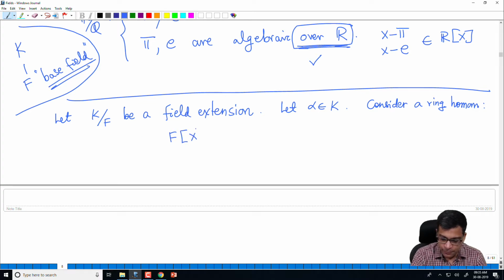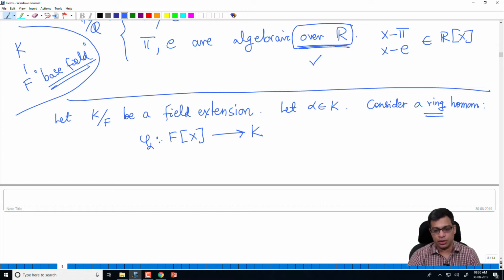We consider the polynomial ring over capital F in one variable, F[x], mapping to K. This is a ring homomorphism because F[x] is just a ring. K is a field, but F[x] is not a field in general. Let us denote this map by phi alpha because it depends on alpha. I am going to use subscript alpha to denote that this is completely dependent on alpha.